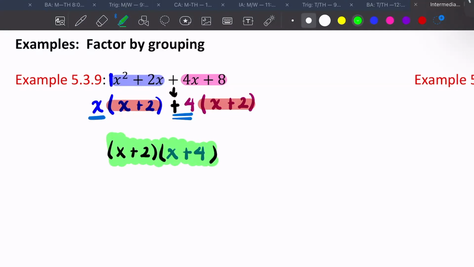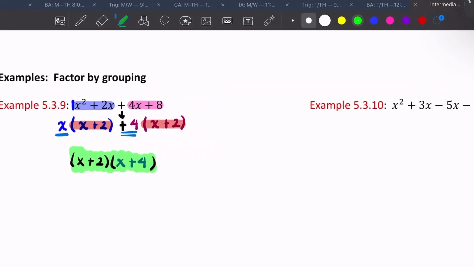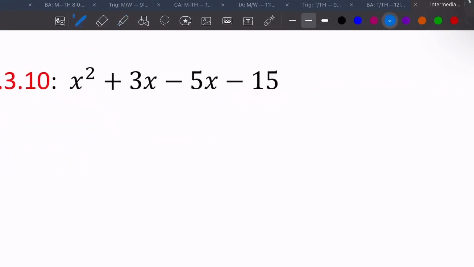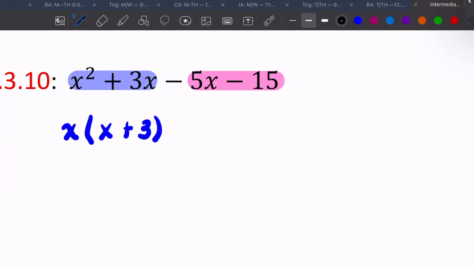Group the first two, group the last two, greatest common factor of each. Same thing in the parentheses, write your answer. So if we keep going, we'll group the first two. We'll group the last two. Greatest common factor of the blue is x. And we're left with x plus 3. Bring your sign down. This time it's negative. And we're going to take out a 5 from the pink.